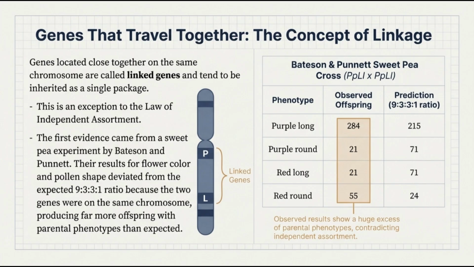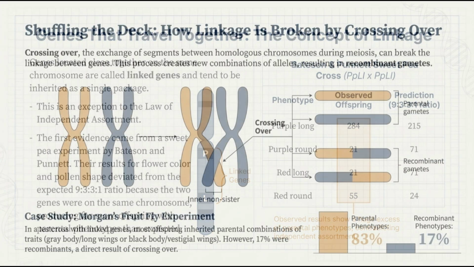Not even close. What did they see? They saw a wildly disproportionate result. A huge excess of the parental phenotypes, the purple long and the red round, and dramatically fewer of the mixed non-parental types than they expected. And that deviation from the ratio was the proof. It was overwhelming evidence that the genes for color and shape were physically connected. They were linked. Okay, but if they're linked, how do we ever get those mixed non-parental types at all? If they always travel together, how do they sometimes get separated? That is the key.